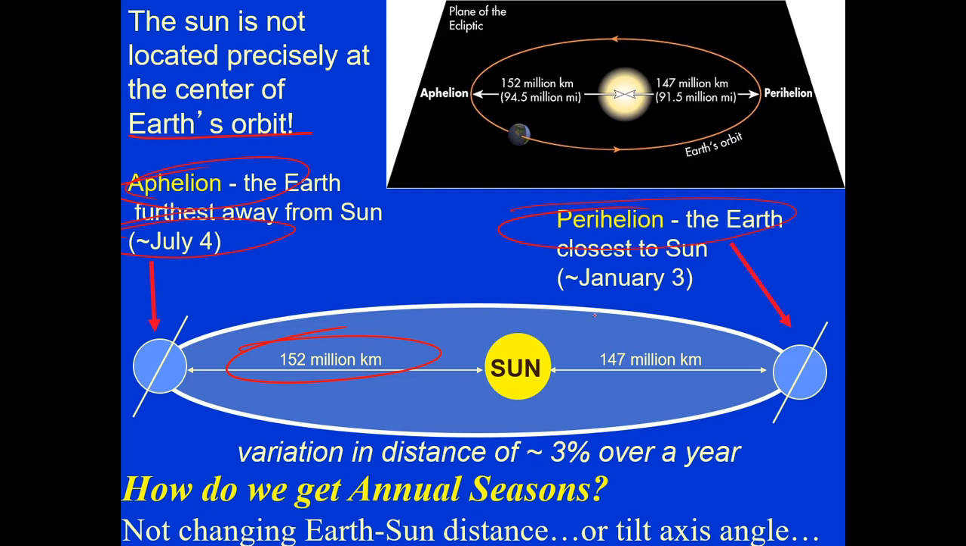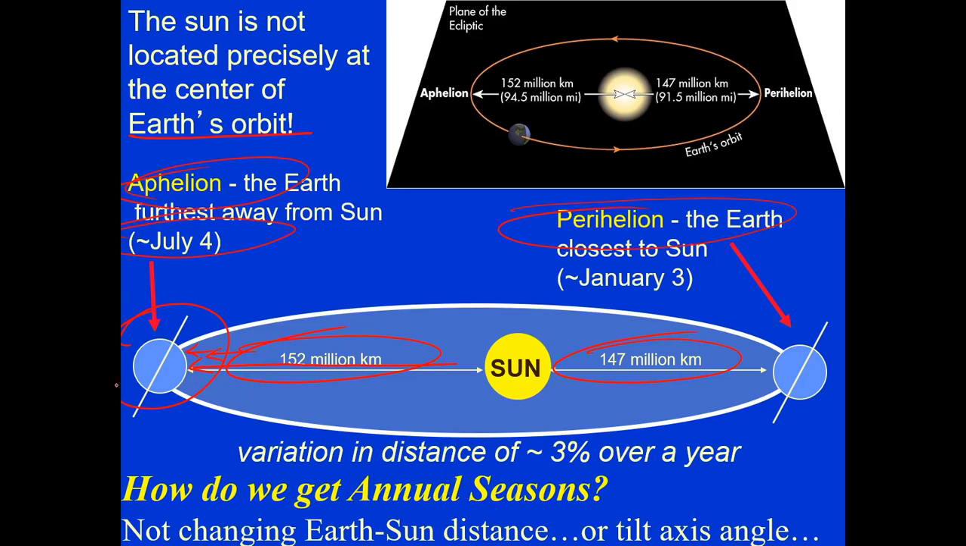The perihelion occurs on January 3rd. That's when we are closest to the sun. Now you might be thinking to yourself, July 4th, it's really hot. It's hard for me to believe that the day we're furthest from the sun is July 4th. The reason it's still hot on July 4th, even though we're furthest away from the sun, is that our Earth is tilted towards the sun. And because it's tilted towards the sun, we're getting more direct radiation from the sun.